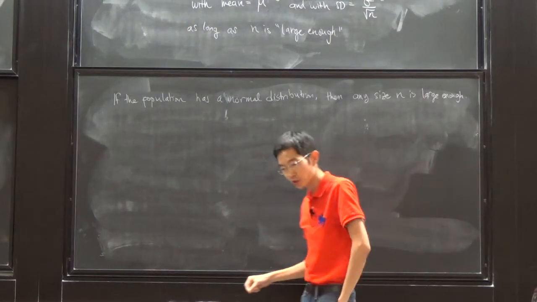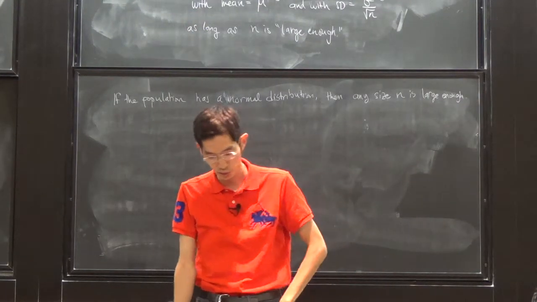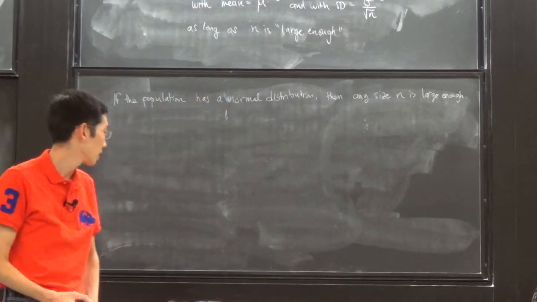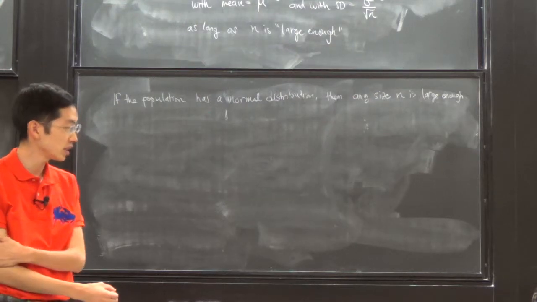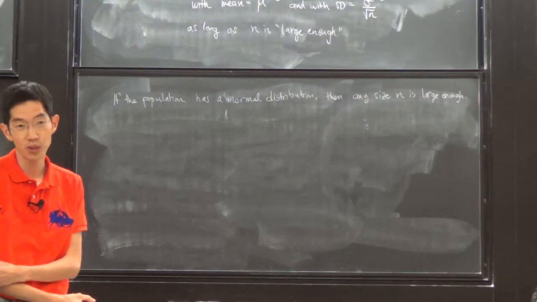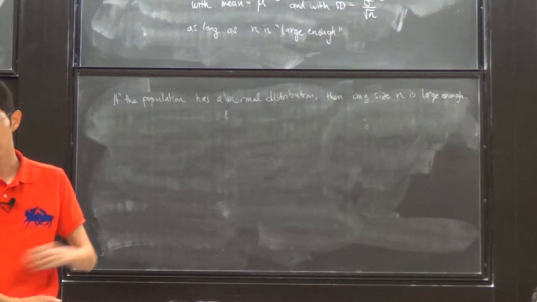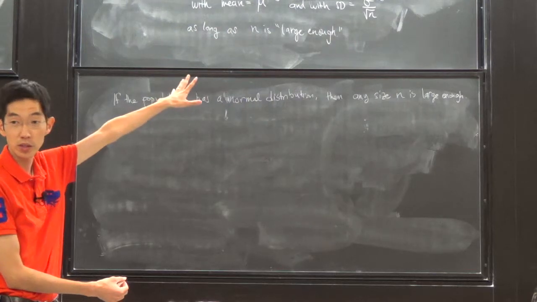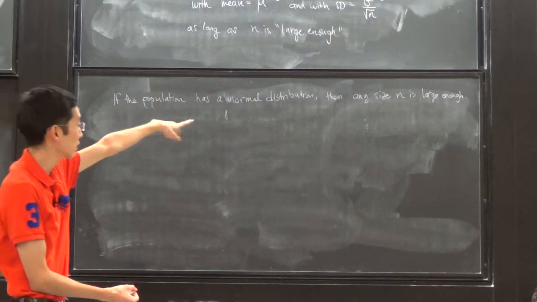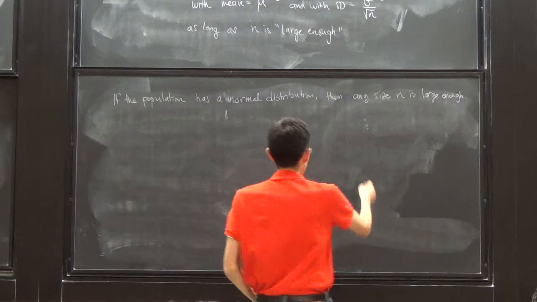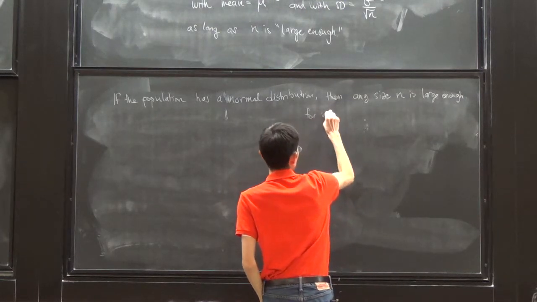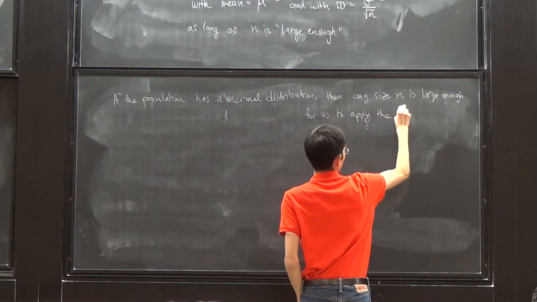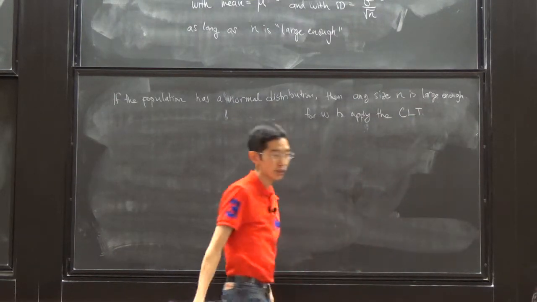So if the population has a normal distribution, like IQ scores or whatever it is, then any size n, even samples of size 2, is big enough for us to apply the central limit theorem.